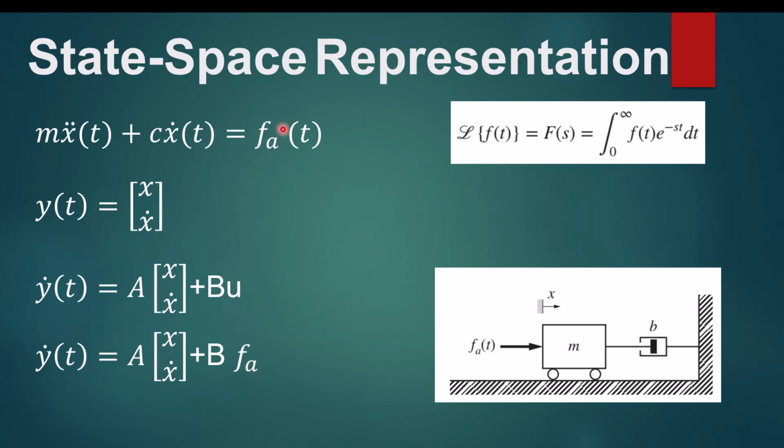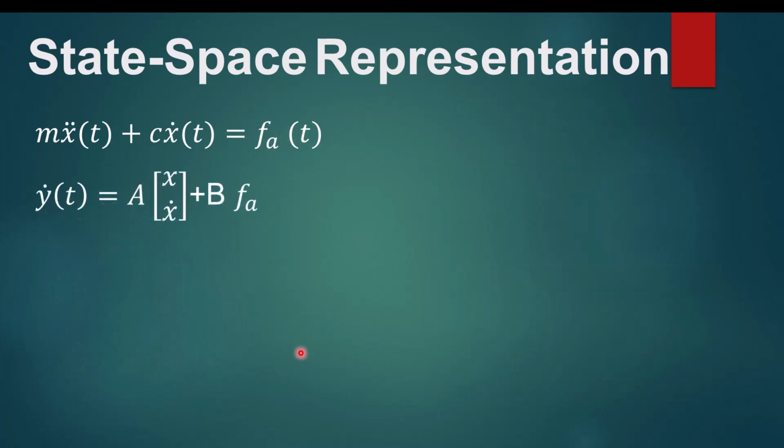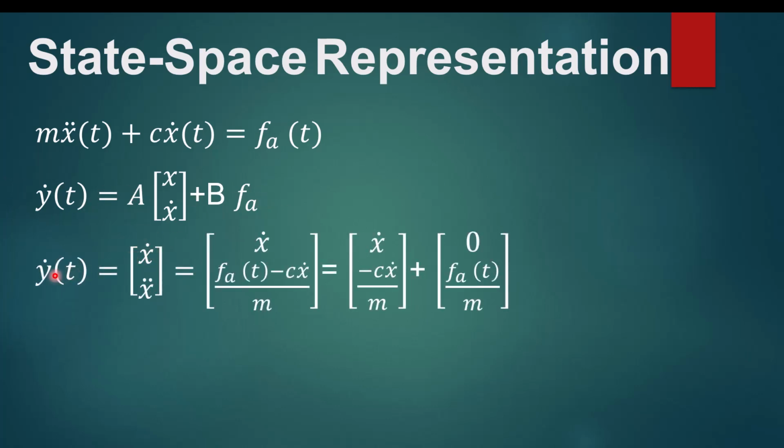And how can I write this equation in this form? Okay, I repeat this line and I say y dot is x dot and x double dot. Again, x dot, you do not have to change it, but x double dot has to be written in this form. And I take out f from this matrix and add it into a separate matrix. So x dot is unchanged, it is summed by 0, and negative c x dot over m plus f over m.